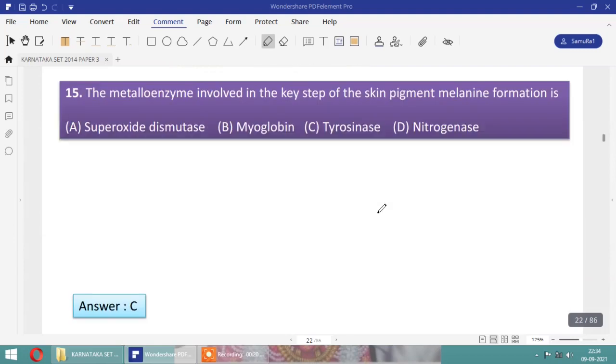The metalloenzyme involved in the key step of skin pigment melanin formation is, the answer is C, tyrosinase. It is not superoxide dismutase, it is not myoglobin, it is not nitrogenase. The answer is tyrosinase.